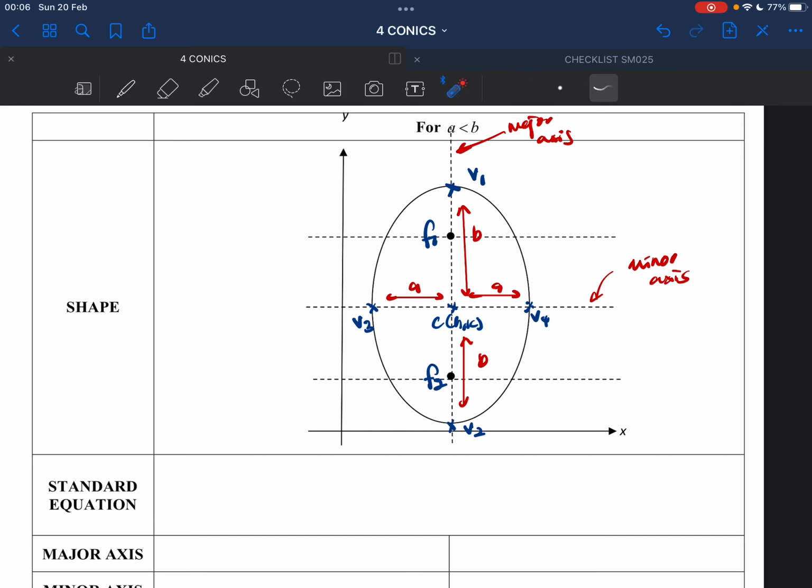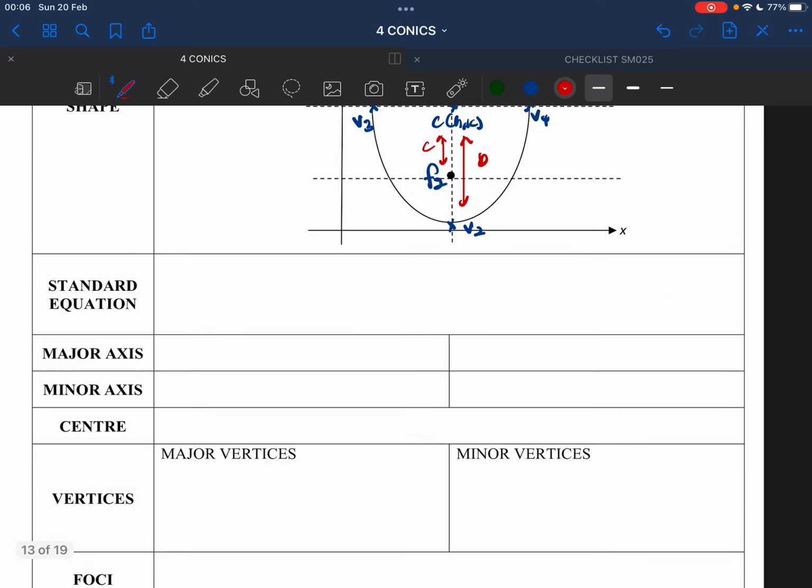So the distance between center and foci is your C. Okay, so see the difference here from the previous shape. So here is your C. Okay, now let's go to the equation here. The equation is still the same. We have (x minus h) squared over a squared plus (y minus k) squared over b squared equals 1, where a is less than b.